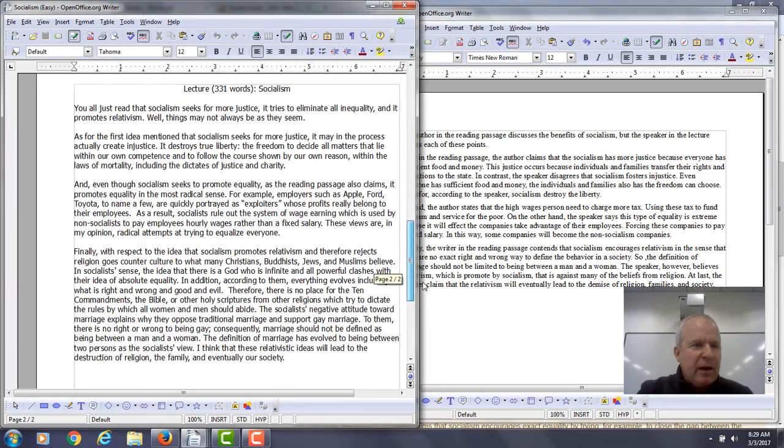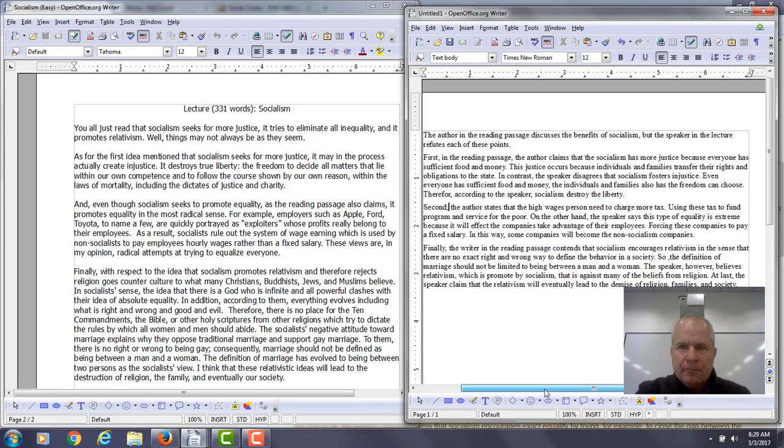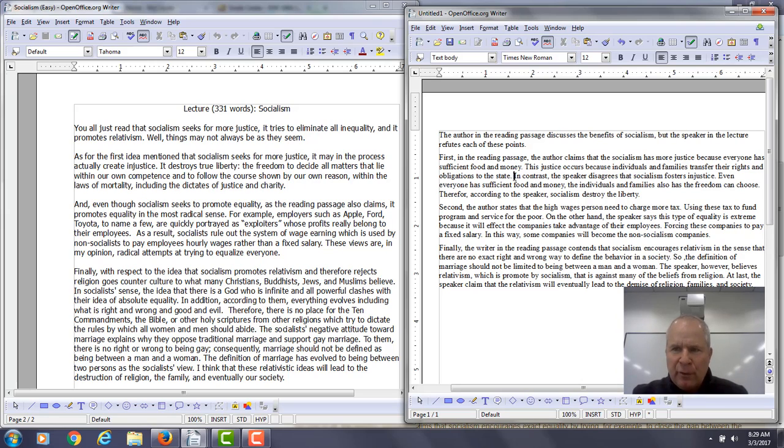Now let me go to the first point in the lecture. We can kind of compare ideas here. So you say, in contrast, the speaker disagrees that socialism fosters, and here it says that it actually creates injustice. So when you say disagrees, what the speaker disagrees with is that socialism fosters justice. That's what the speaker disagrees with. So that implies the speaker believes that socialism fosters injustice, which is the point of the lecture here. So you say even everyone has sufficient food and money. We have here, so maybe put here "even though."